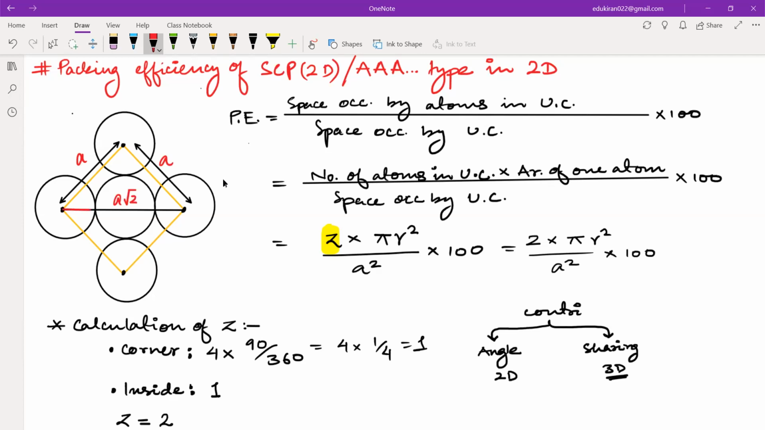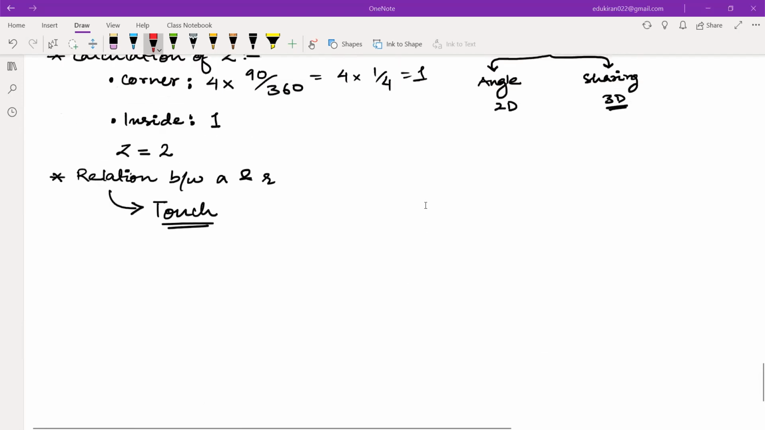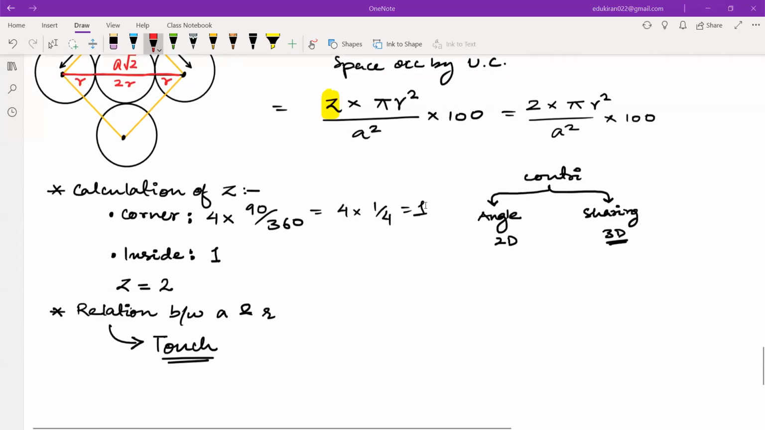Now the distance from here to here will be 1r. The distance from here to here will be 2r. And the distance from here to here will be again 1r. Correct? Hafsa, Fatima, both of you can see this, right? Yes, sir. Okay. So we have A root 2 is equal to 4r.